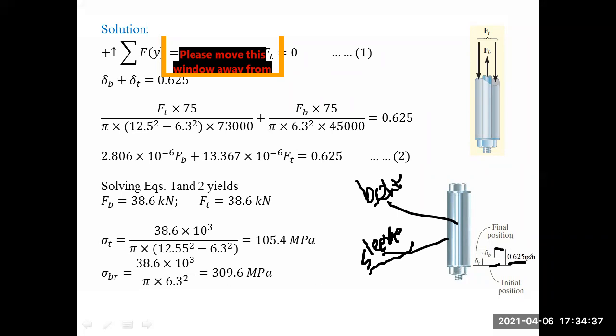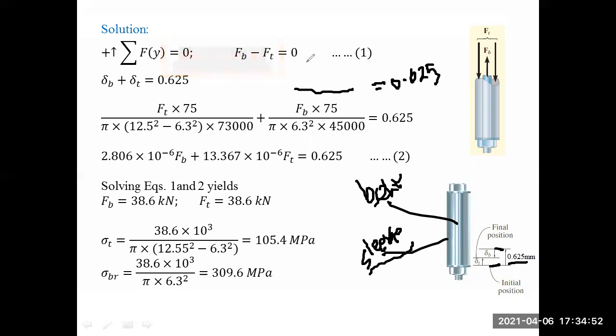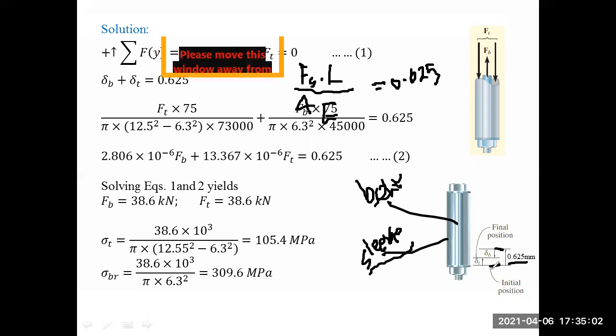So you calculate this displacement, which is 0.625, and you equate it to the amount of contraction that the sleeve would experience, which means F sub S, the force in the sleeve due to contraction, times L over AE. Why? Because the sleeve has to contract that much for the nut to go up.